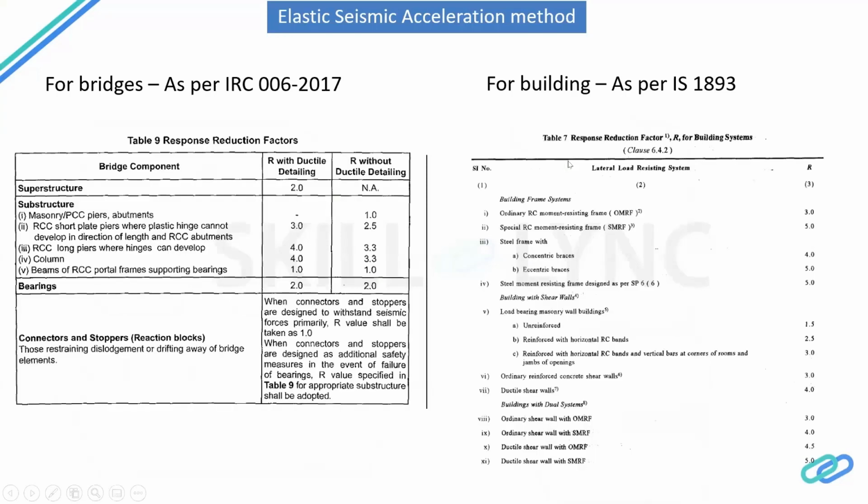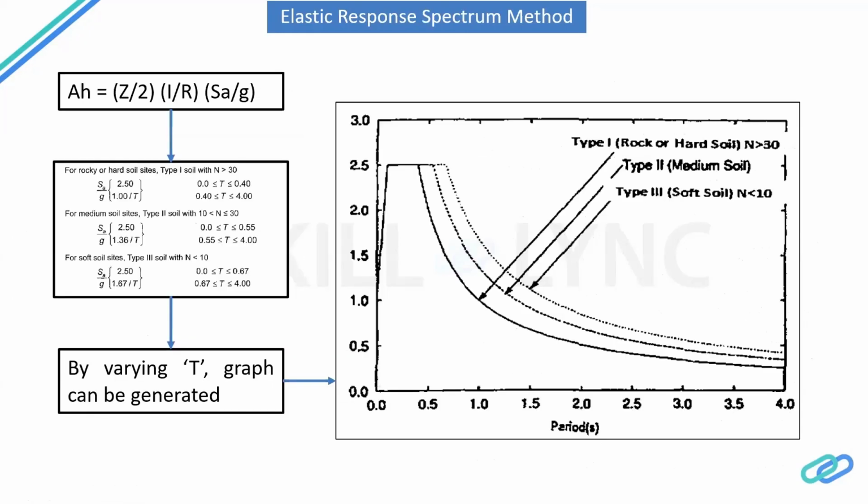Then the next one is the response reduction factor. For bridges, the response reduction factor is different based on each component's material type. Similarly, in the case of buildings, it depends on whether it is a moment resisting frame or steel frame, and if we do some ductile detailing, the shear and seismic enhancement will be there, so the response reduction factor will be more. They have suggested some values. These are the things we have seen up to now for the elastic seismic acceleration method.